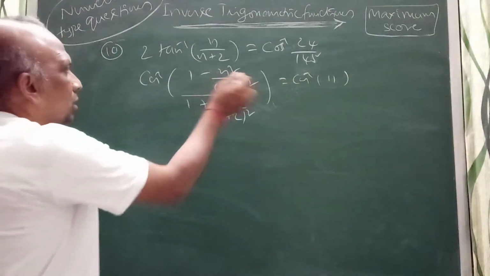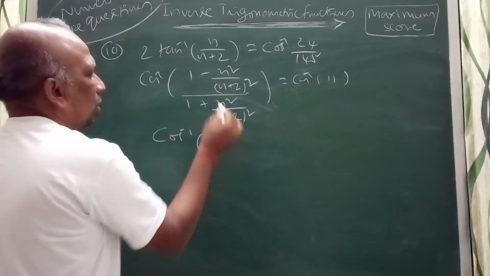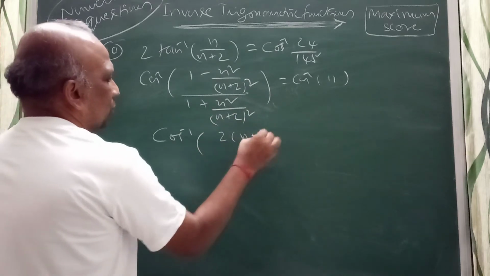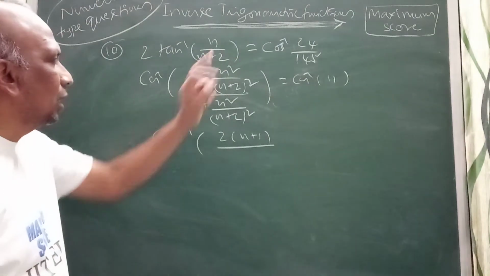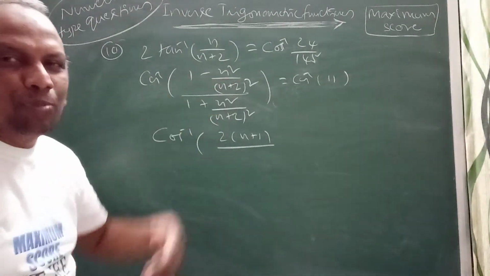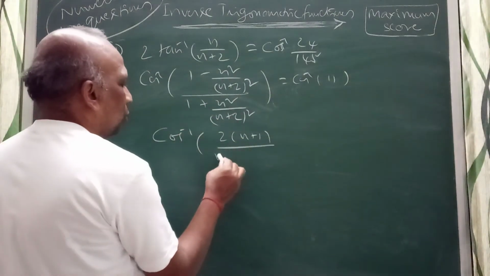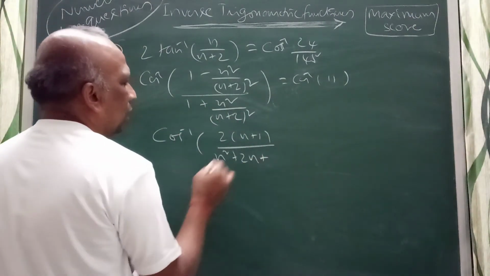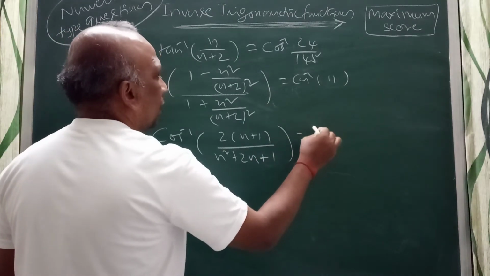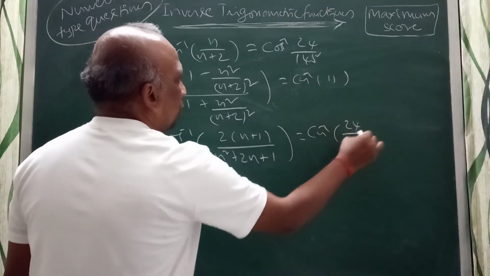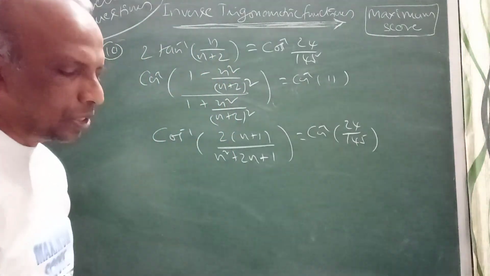You simplify this: n plus 2 whole square minus n square. So this will become, you simplify, 2 into n plus 1. You can check here, n plus 2 whole square minus n square, the n square will get cancelled. You will get 4n plus 4. Take 4 common, you can eliminate here. This will become n square plus 2n plus 1, which is equal to, I can write, cos inverse of 24 by 145. This is the expression you will get.